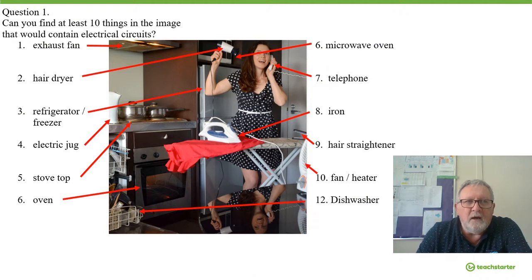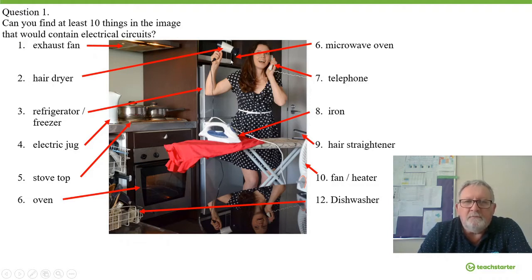All right, here we go. These are the things that I found in there. You've got an exhaust fan above the stove. It has an electrical circuit. The hairdryer, of course, the refrigerator and freezer, so whether you separated those, I don't know. There's an electric jug. Now, you might have included the whole stove, but I have broken up the stove into the stove top and the oven. But of course, in each of these parts, there's stove lights, and there's a whole lot of different parts which would all run on different electrical circuits.